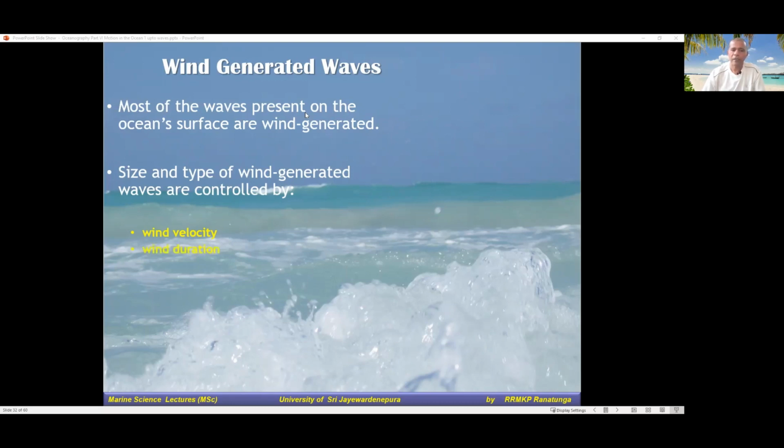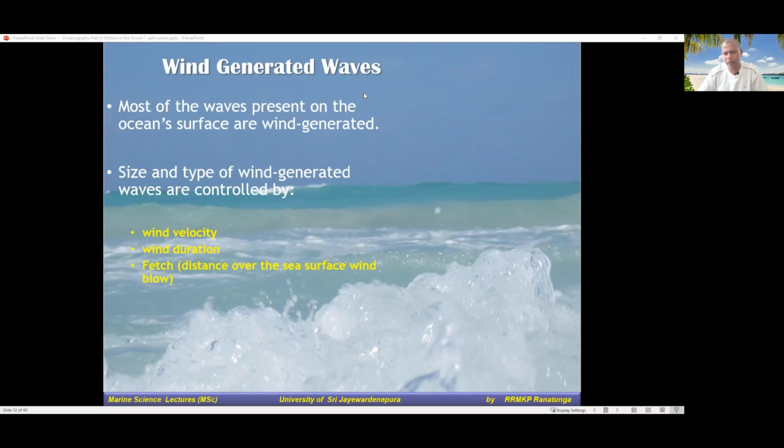The other one is the velocity and the duration. The second one is the duration. If it is longer, it will be stronger, and if the duration is high, you will expect longer or higher waves. Now the third thing is called the fetch, right? I think you haven't heard this word as well.